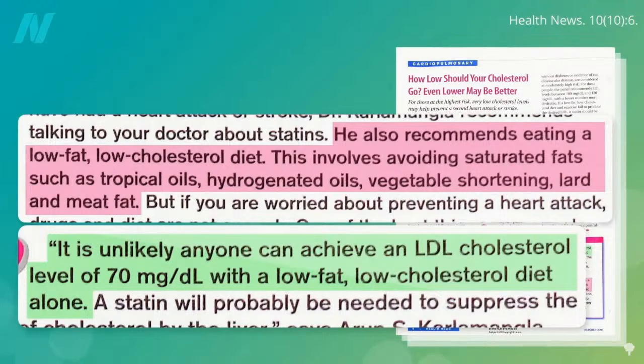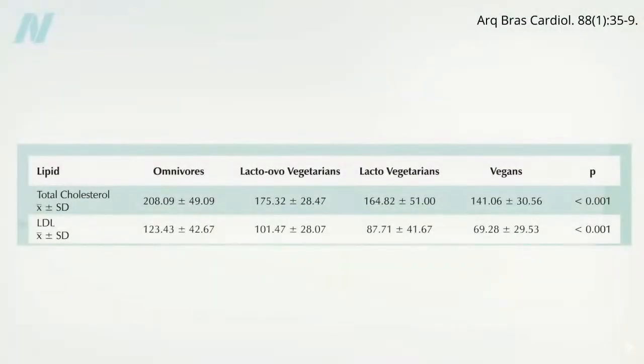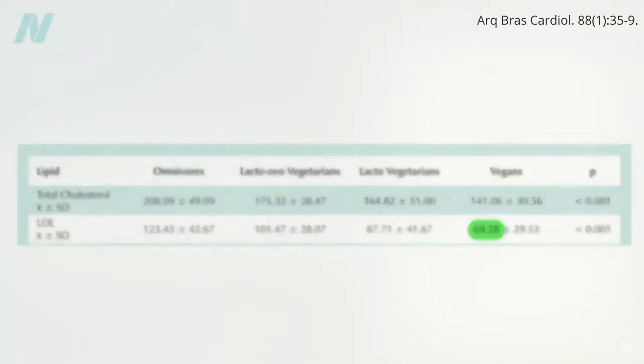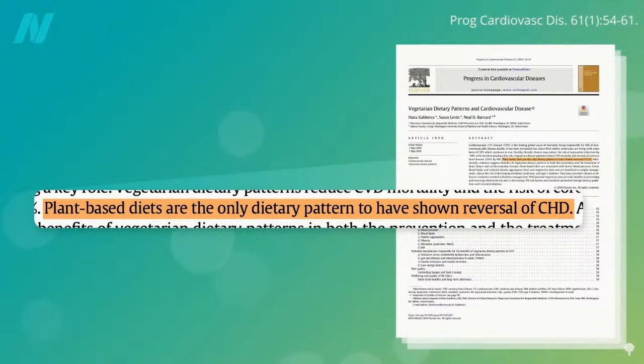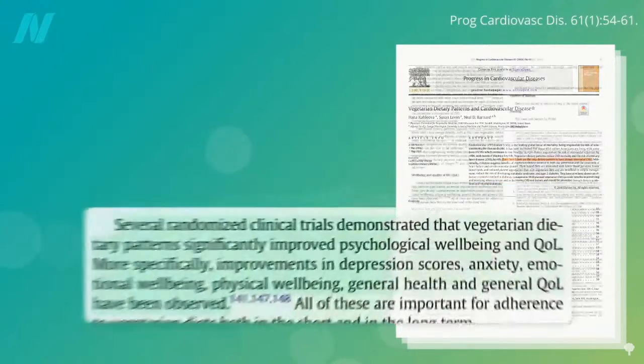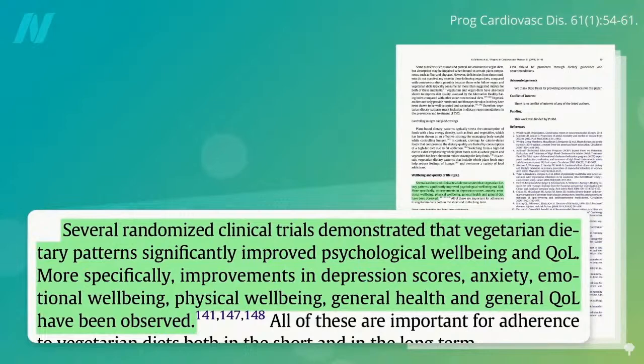Many doctors have this mistaken impression. An LDL of 70 isn't only possible on a healthy enough diet, it may be normal. Those eating strictly plant-based diets can average an LDL that low. No wonder plant-based diets are the only dietary patterns ever proven to reverse coronary heart disease in the majority of patients. And the side effects? You get to feel better, too. Several randomized clinical trials have demonstrated that more plant-based dietary patterns significantly improved psychological well-being and quality of life, less depression, less anxiety, better emotional well-being, better physical well-being, and better general health.